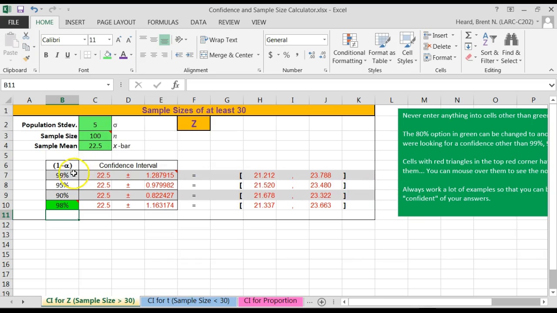Remember, I give you the 99, the 95, the 90. If you need something different, just enter the percentage right here. You don't even have to put the percentage sign. 98%, you just put in 98, hit the enter button, 21.337 to 23.663. We nailed it. We just nailed it.